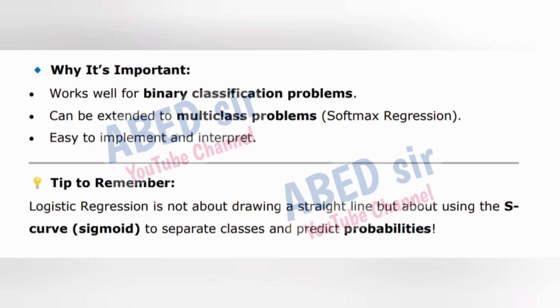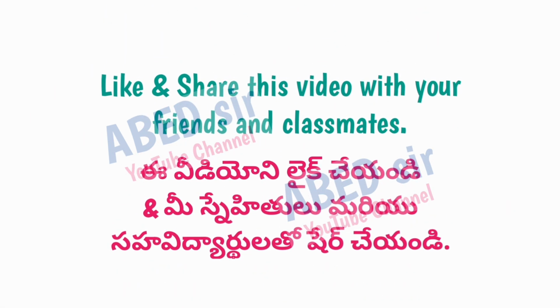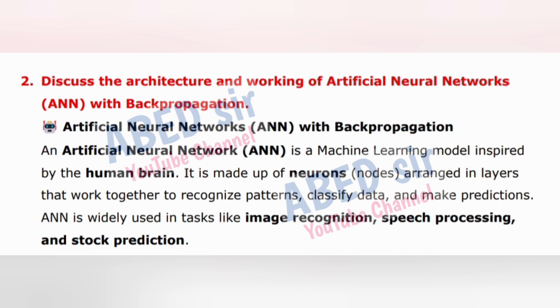Next important long question is 2. Discuss the architecture and working of artificial neural networks with backpropagation. An artificial neural network, ANN, is a machine learning model inspired by the human brain. It is made up of neurons, nodes, arranged in layers that work together to recognize patterns, classify data, and make predictions. ANN is widely used in tasks like image recognition, speech processing, and stock prediction.